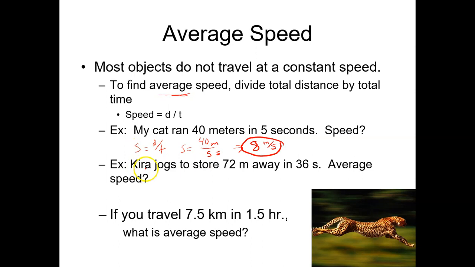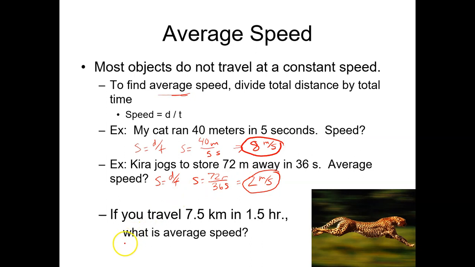Another example: Kira jogs to a store 72 meters away in 36 seconds. What's her average speed? So again, speed equals distance over time. So speed equals 72 meters over 36 seconds. It's going to give us 2 meters per second. So she is quite a bit slower than my cat is.